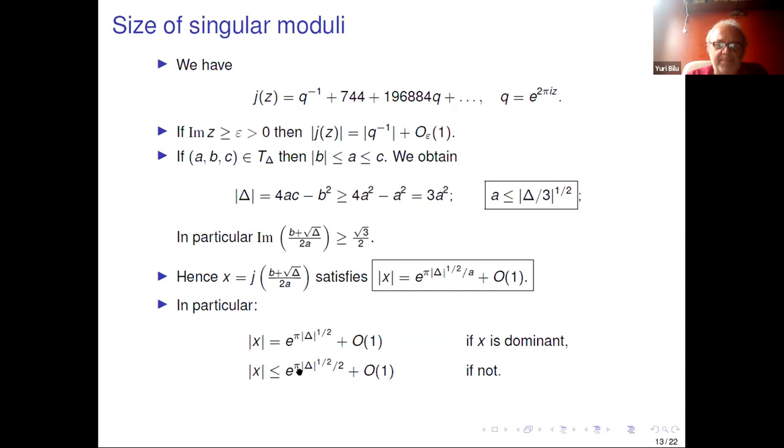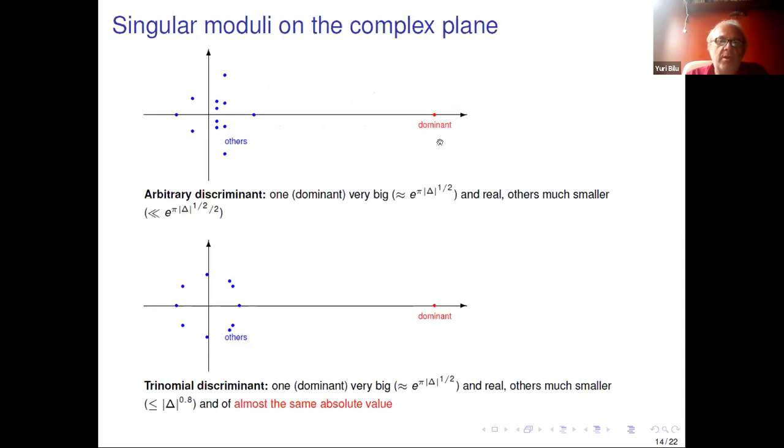So let us see a picture. Here is a dominant. It's a very, very big guy, and the others are much, much, much smaller. And this is for just arbitrary discriminant. By the way, note that this dominant must be real, because if it is non-real, then there is also its complex conjugate here, but there can be only one. There cannot be two. So it must be real. It can be real negative. Here on my picture it is real positive, but it can be somewhere on the left. And this is what happens in arbitrary discriminant.